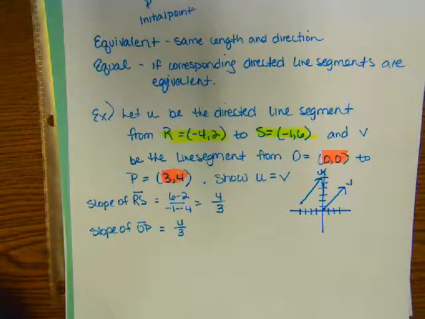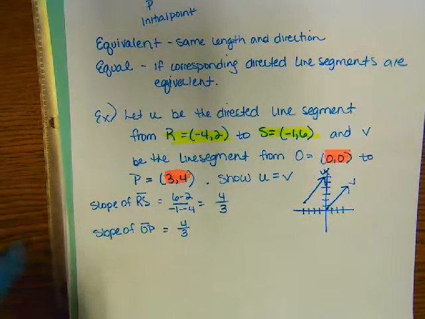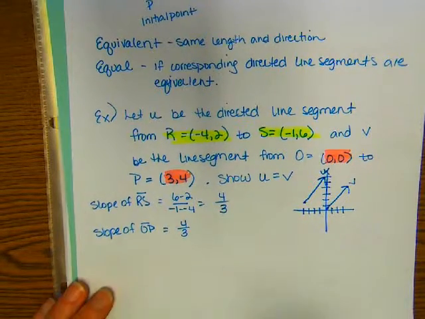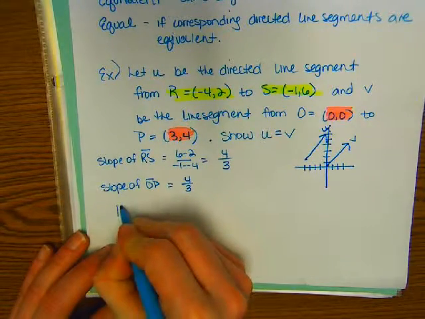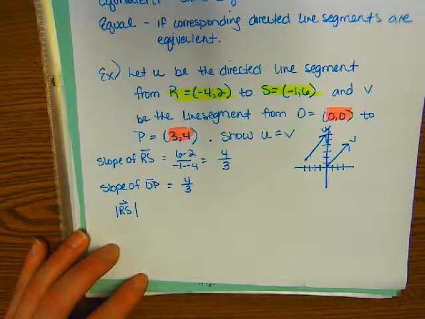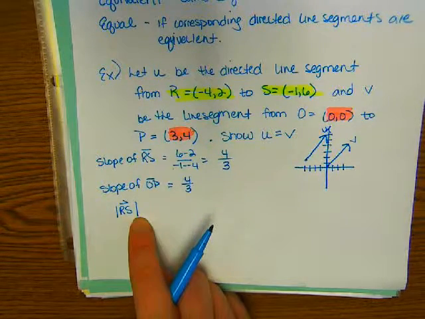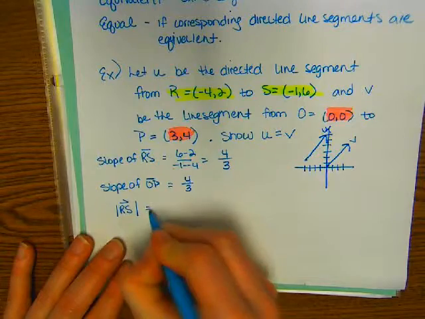Now we have to show that they're the same length. The way we show that is we find their length, which is their distance. In vectors, the symbol for length is an absolute value symbol. I don't know if you remember that from before. Doesn't absolute value really mean the distance from 0? Remember when we did that in algebra? So absolute value just means find the distance, and we're going to use the distance formula for that.